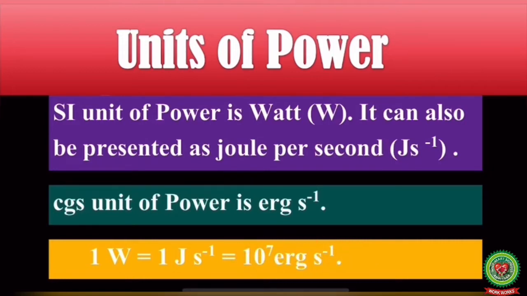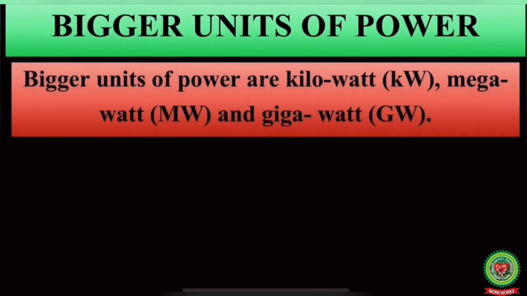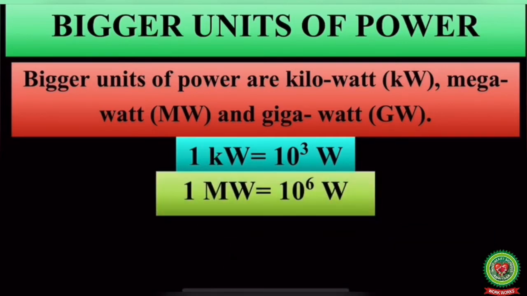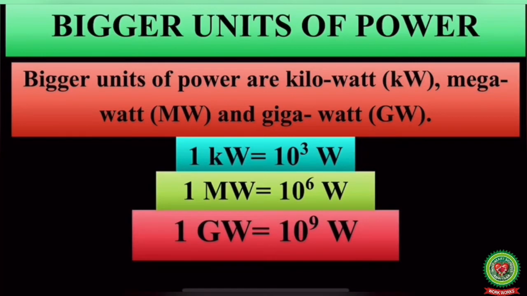Let us discuss about some bigger units of power now. Bigger units of power are kilowatt, megawatt and gigawatt. The relation between kilowatt and watt is 1 kilowatt is equal to 10 raised to power 3 watt. The relation between megawatt and watt is 1 megawatt is equal to 10 raised to power 6 watt. And the relation between 1 gigawatt and watt is 1 gigawatt is equal to 10 raised to power 9 watt.